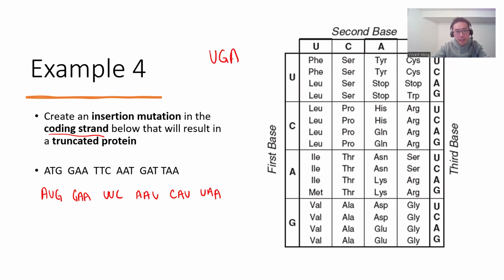Now I need a stop codon. So where do I insert an extra letter to create a stop codon? Let's read it: AUG and then GAA. But what if I stick in a U there? Then the ribosome is going to read AUG, UGA, and that's a stop codon. So you can create a stop codon by base substitution, but you can also create a stop codon by insertion.